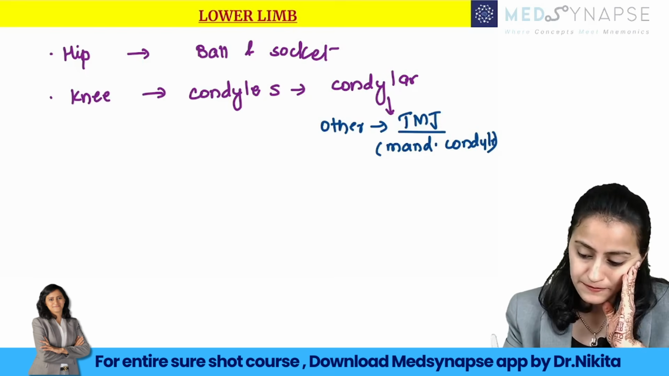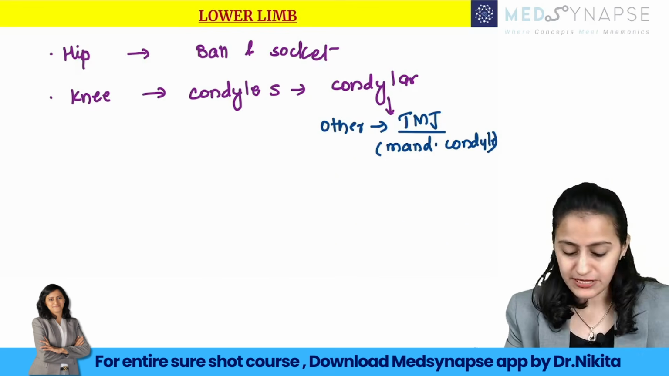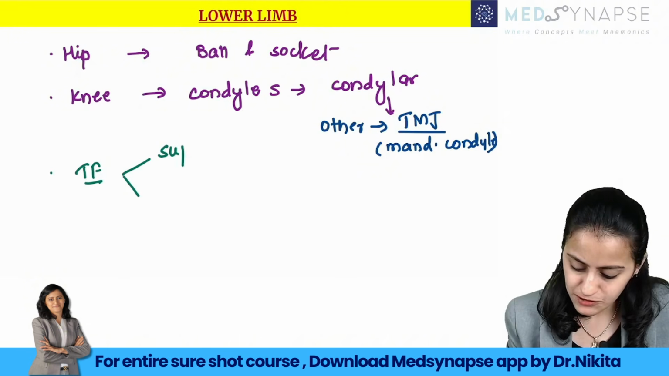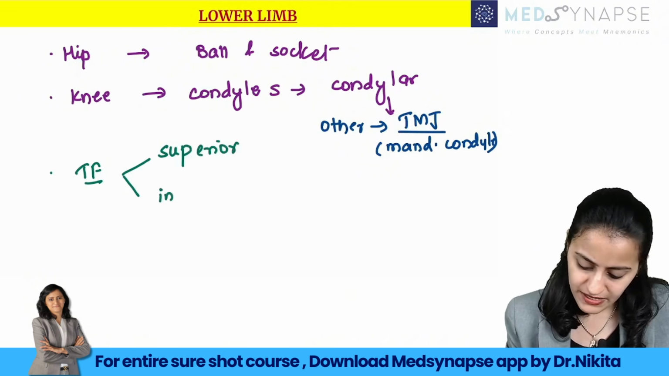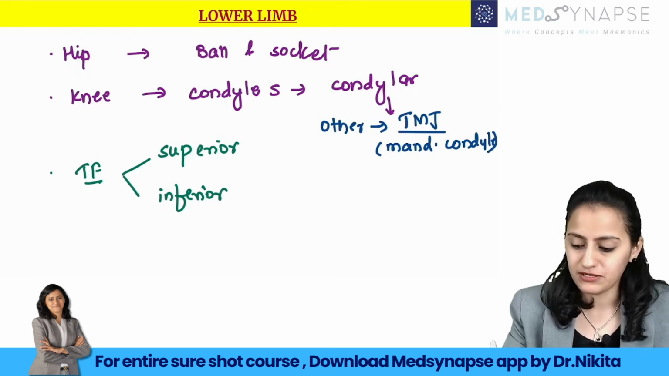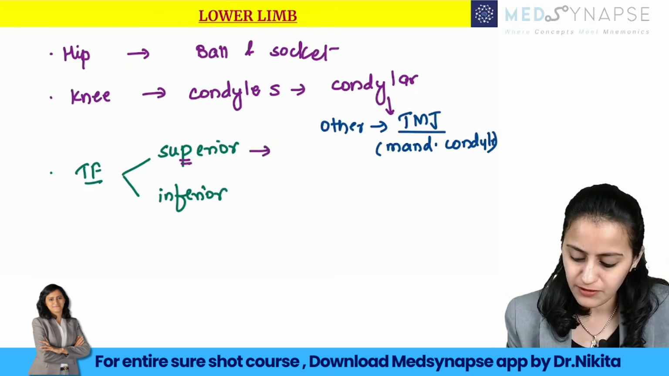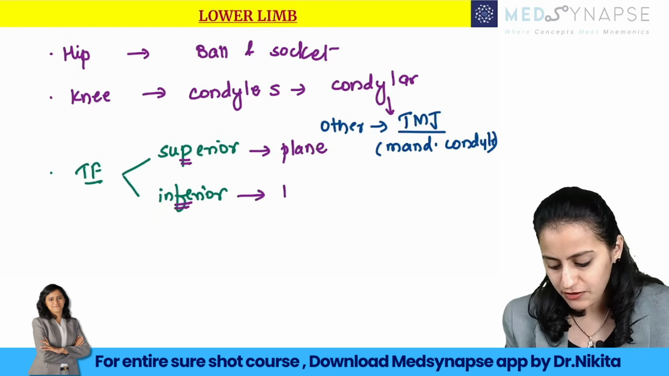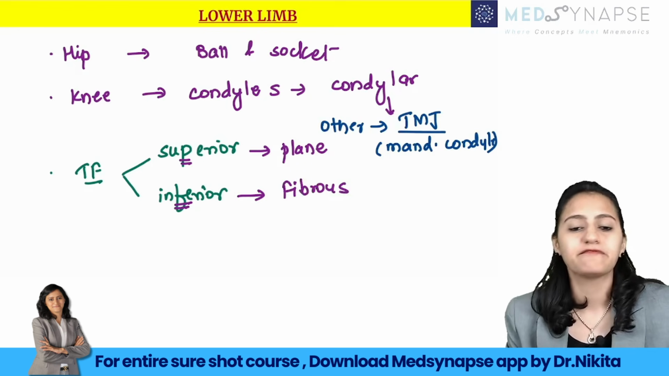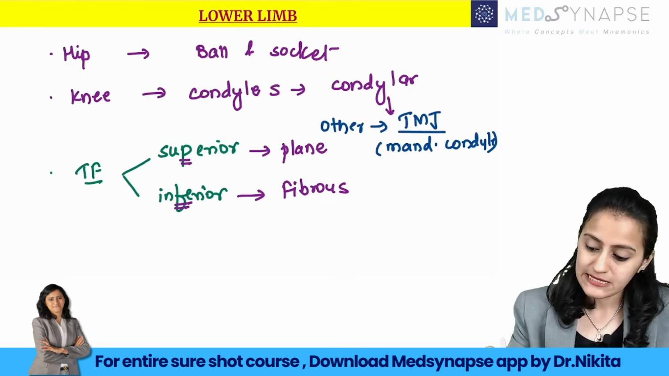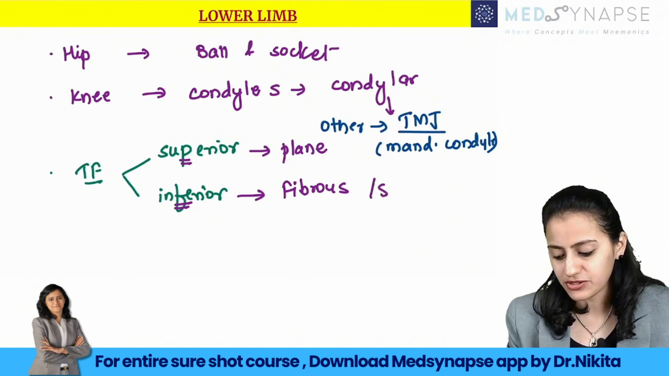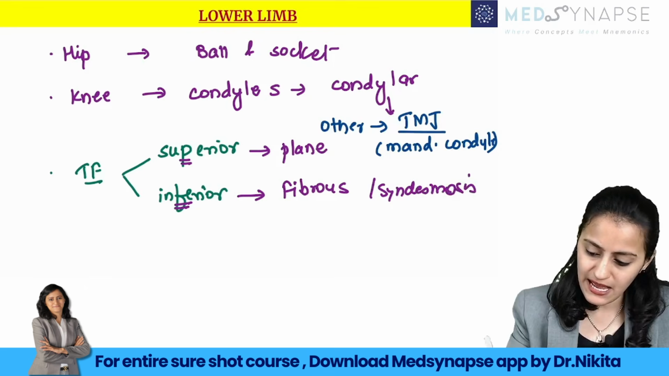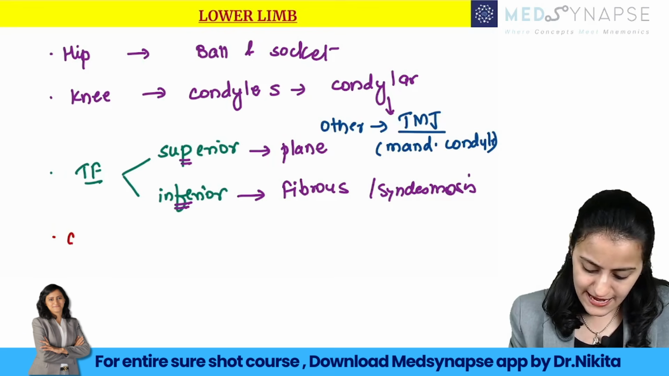This is condylar. Now, going to the next one, the tibia and the fibula. The tibiofibular joint: the superior tibiofibular joint and the inferior tibiofibular joint. The superior tibiofibular joint, P for plane type of joint. The inferior tibiofibular joint, F for fibrous joint. Syndesmosis, right? It's a fibrous joint. Syndesmosis.